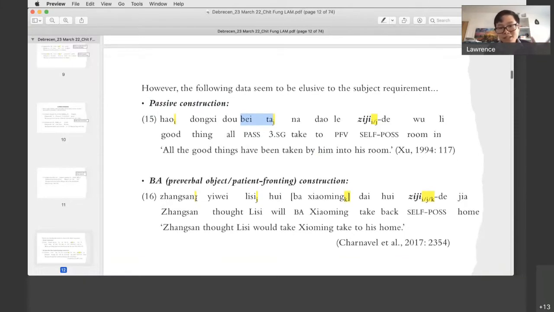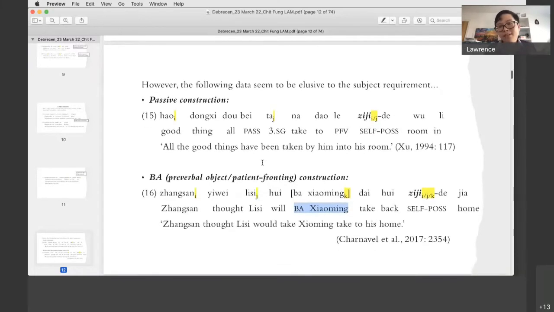Another debatable construction is what we call the pre-verbal object or patient fronting construction. In this construction with ba, if we analyze this part as an oblique argument, then it also seems it can be bound by an oblique argument, not just by a subject. So these two are more contentious construction types. If I have time at the end of my talk, we can talk about how we might tackle these seeming exceptions in LFG. But at the moment, let's just assume that the subject requirement works.